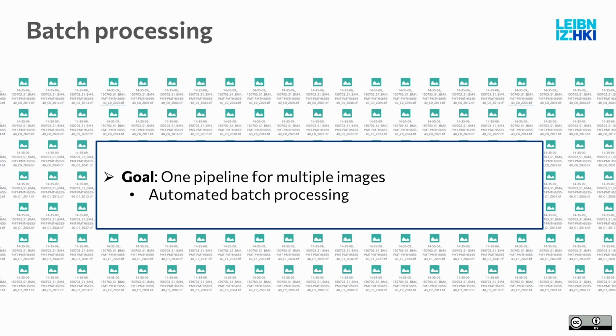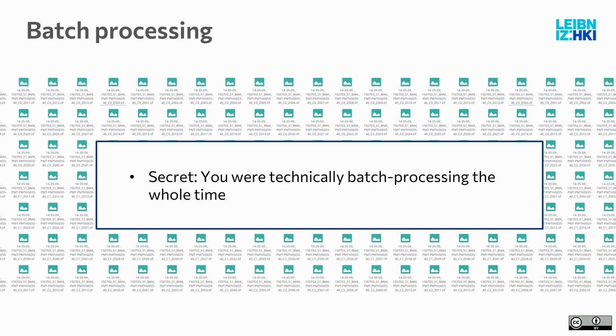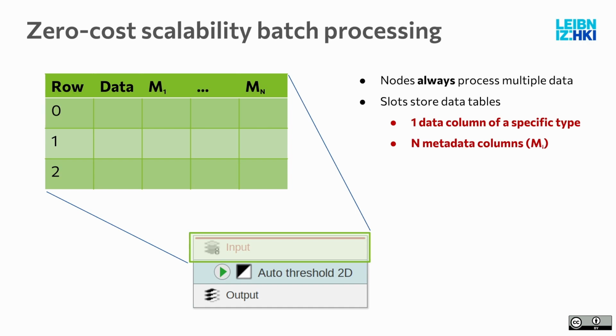Now, I have a little secret for you. Actually, you were technically batch processing all the time while you were working with JIPipe, because JIPipe has a concept called zero-cost scalability. The nodes in JIPipe always process multiple data. You were just using one data item all the time, but still technically multiple ones.